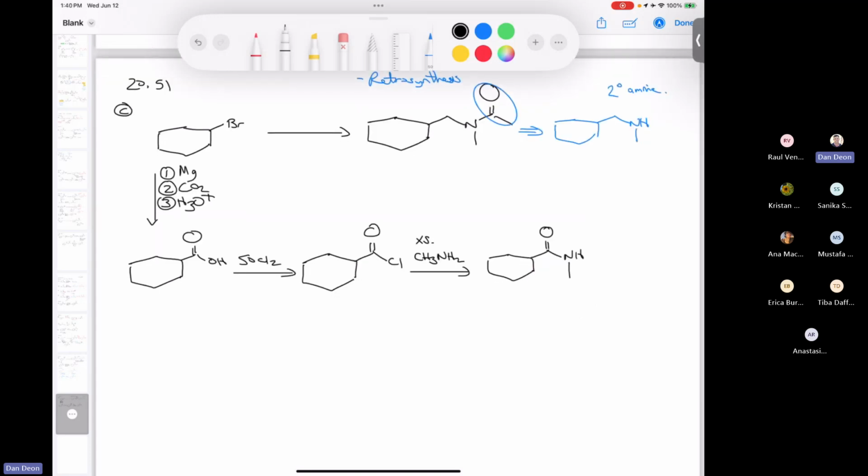How do we reduce it? We use lithium aluminum hydride. So we'll put here step 1 is going to be excess lithium aluminum hydride. Step 2 is hydronium, like that. And that is going to give me the amine. So I have the amine like this, like that.